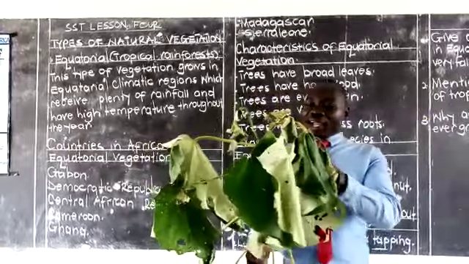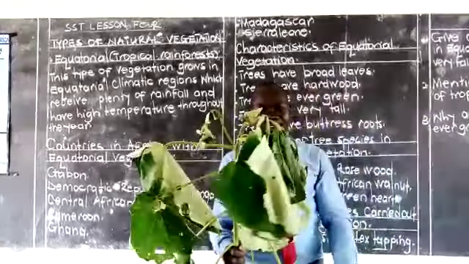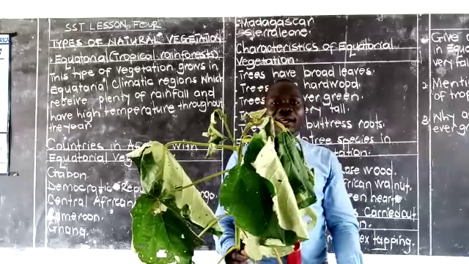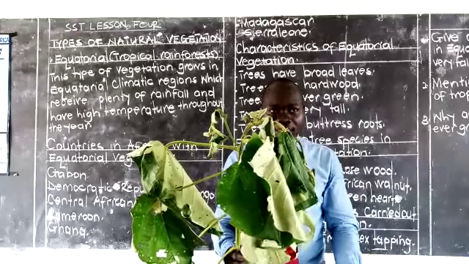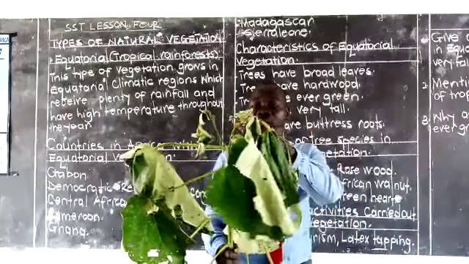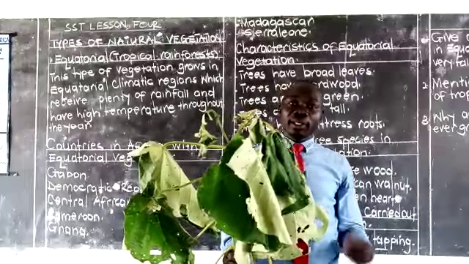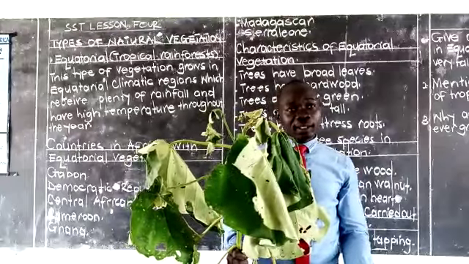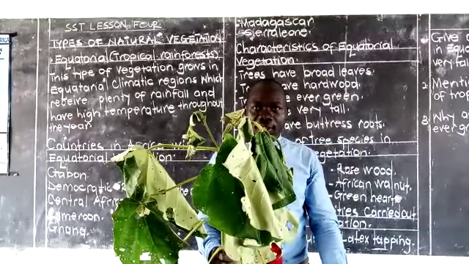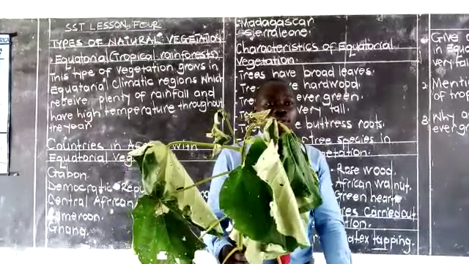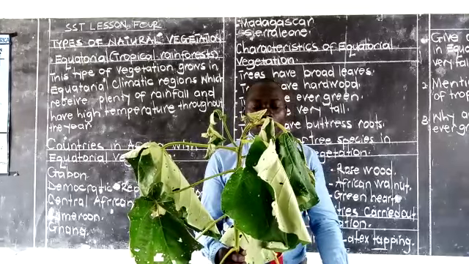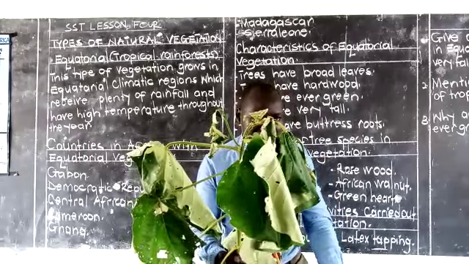Also, why are they evergreen? The area or the region receives heavy rainfall throughout the year. Are we together? We have given 2 reasons why the trees are evergreen in tropical rainforest. We said 1, they shed their leaves at different times. We said 2, the area or the region receives heavy rainfall throughout the year.